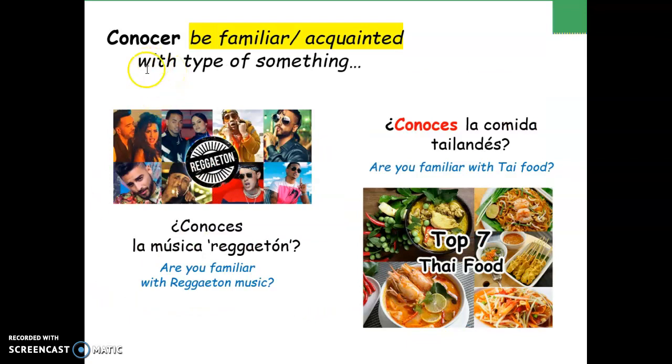You may be familiar with a type of something. ¿Conoces la música reggaeton? Are you familiar with it? Do you listen to it? Or food. ¿Conoces la comida tailandesa?